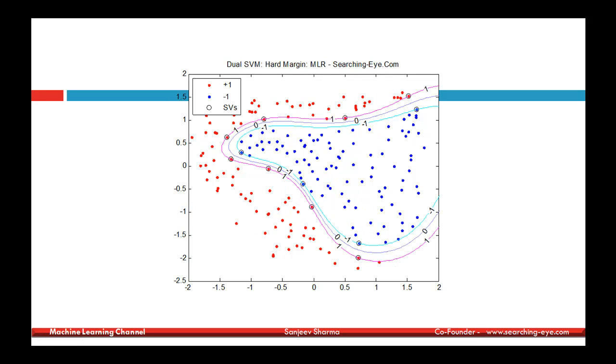And here is a solution. Use the hard margin dual SVM. As we can see, the training error is 0%, and SVM correctly classifies both the classes, and these are the support vectors.